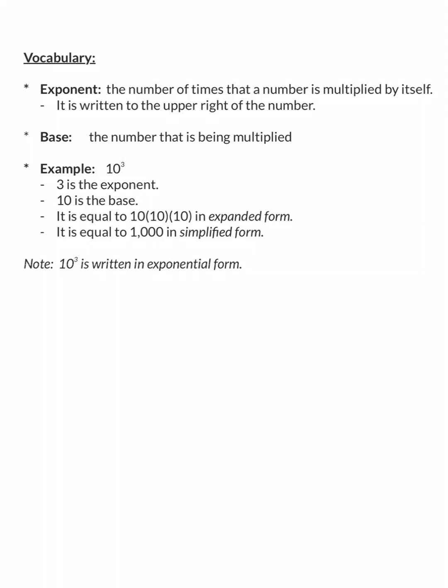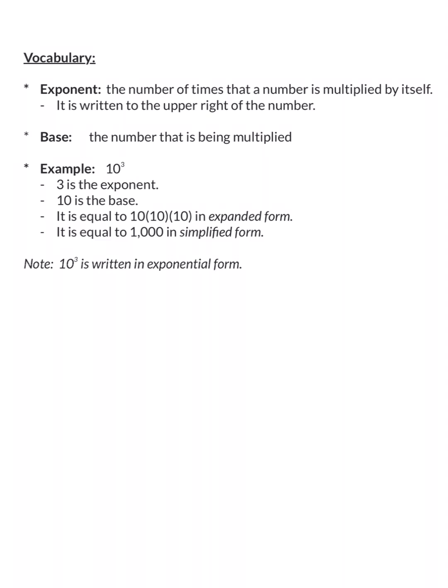All right, let's just start with some vocabulary. An exponent is the number of times that a number is multiplied by itself. Just like multiplication represents repeated addition, exponents represent repeated multiplication. The exponent is written to the upper right of a number, and that number is what we refer to as the base. The base is the number that is being multiplied.